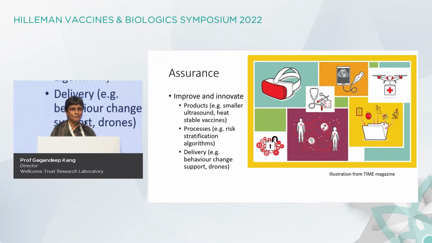Moving from there to assurance, there's a lot of emphasis on medtech, on innovations, on new technologies, ways of improving things, and these could be classified into products, processes, and systems for delivery. So for products, you could look at smaller ultrasound machines. Butterfly ultrasound is something that is being evaluated quite widely. You could be looking at heat-stable vaccines that could ensure access to very remote populations. You could look at processes like risk stratification algorithms that can be generated and utilized even on mobile phones used by primary health workers. You could look at delivery mechanisms, whether that is behavior change, and mechanisms to support that, or drones to physically deliver interventions.